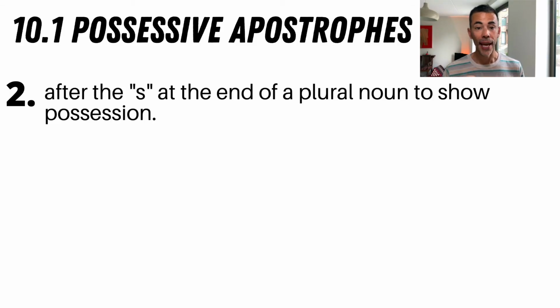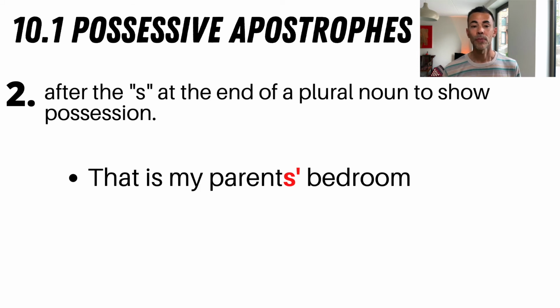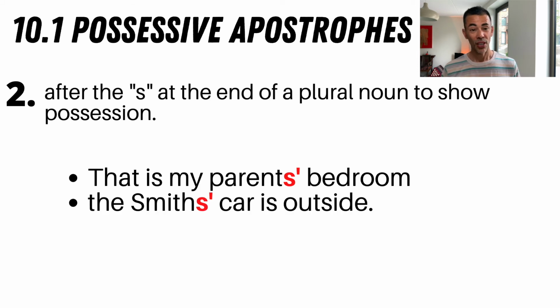Now the second way to use the possessive apostrophe is to use an apostrophe after the S at the end of a plural noun to show possession. An example, that is my parents' bedroom, or the Smiths' car is outside.